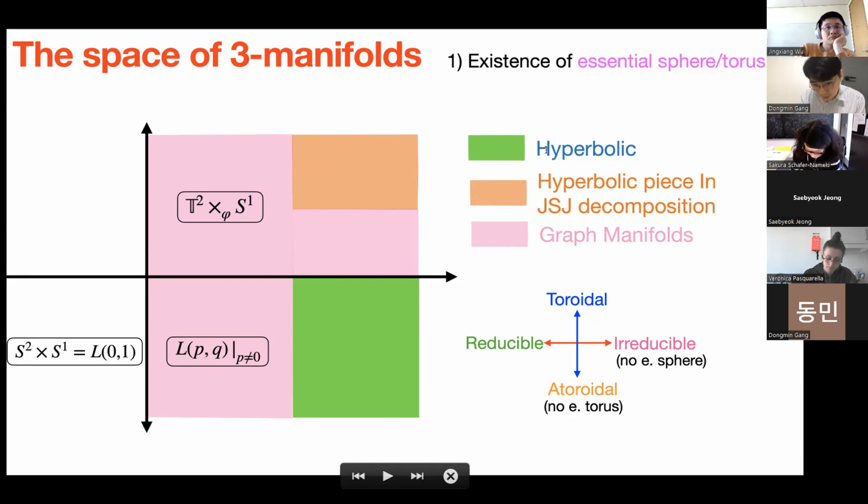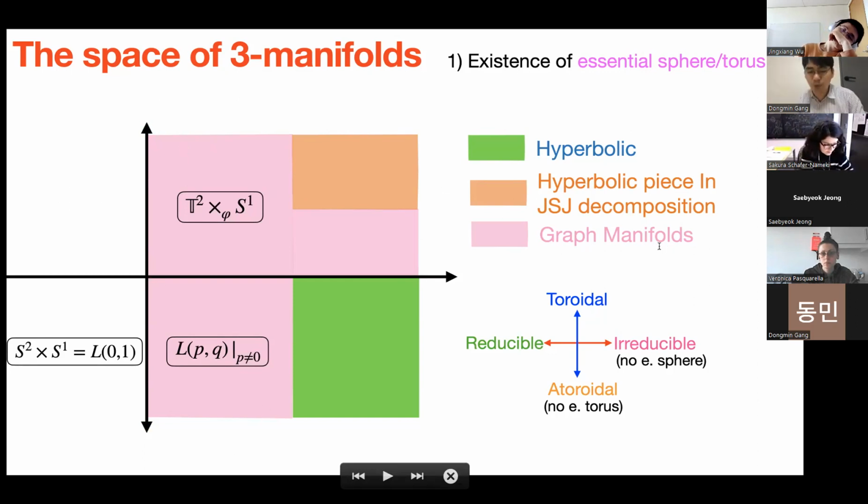Among these non-hyperbolic cases, people also divide them into two classes depending on whether the three-manifold contains a hyperbolic piece in the JSJ decomposition. The JSJ decomposition is roughly the toroidal decomposition: if there is an essential torus, we divide the three-manifold into two pieces along this cut torus. Then if one of the components is hyperbolic, we call this a hyperbolic piece, and otherwise they call it the non-hyperbolic case.